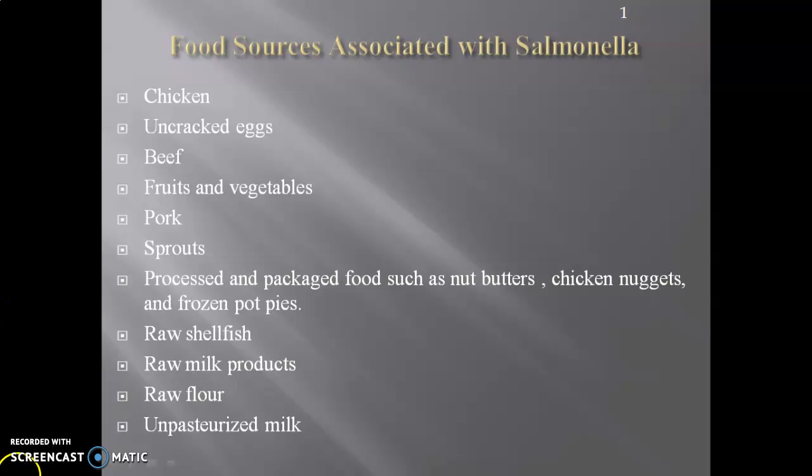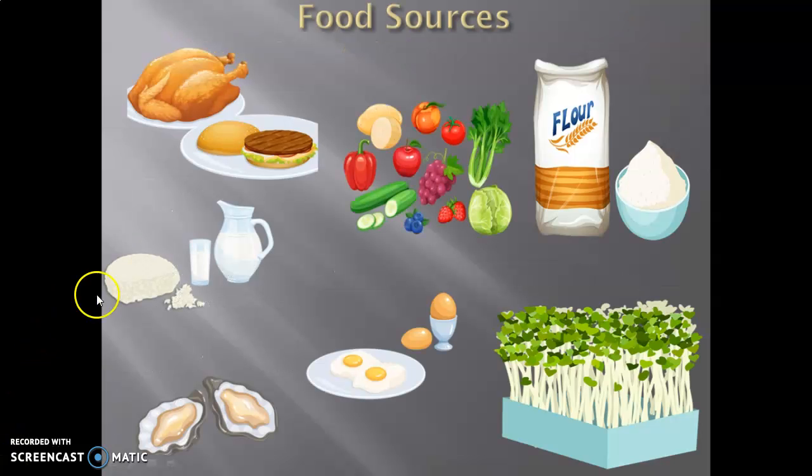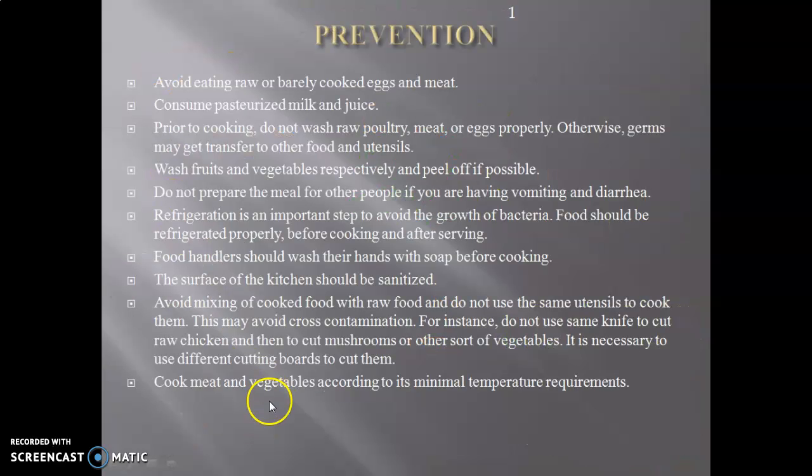Several viruses and bacteria may be present in oysters and shellfish that can cause illness and death of an individual. The contaminated oyster may contain a virus named norovirus. It is important to cook oysters properly so that a person may not suffer from food poisoning. These are the food sources which are associated with salmonella.